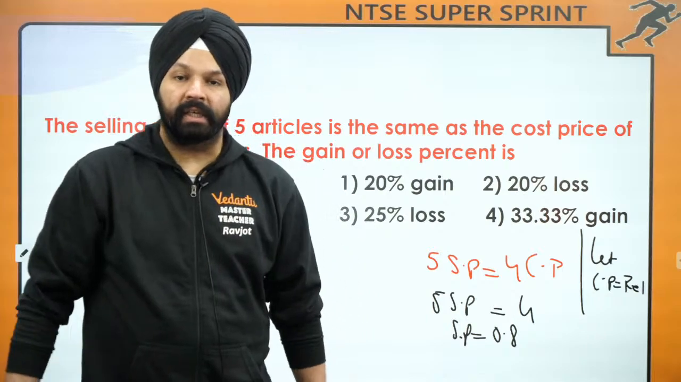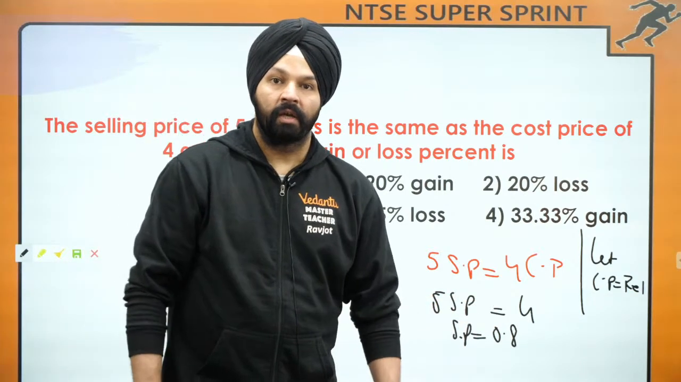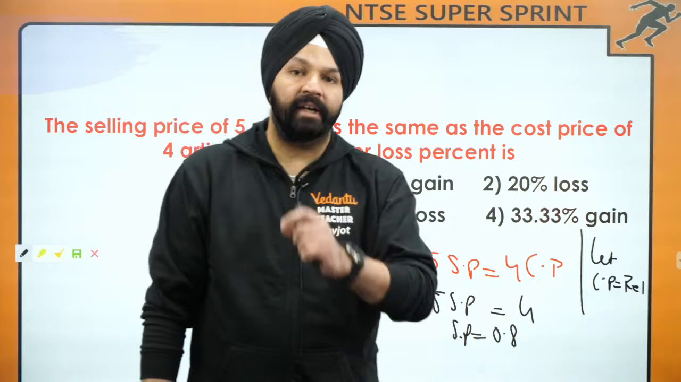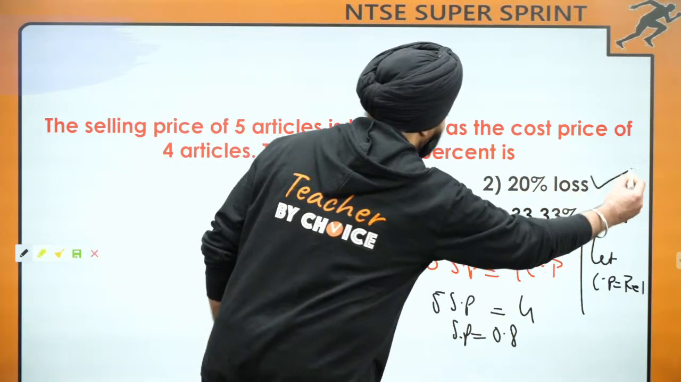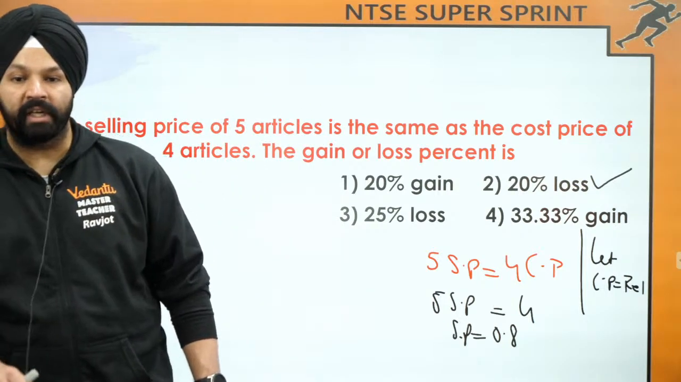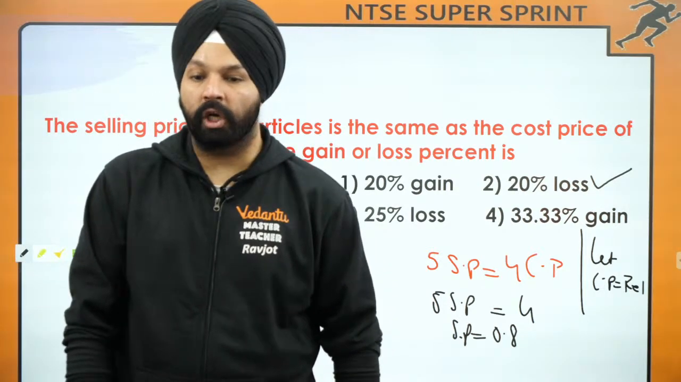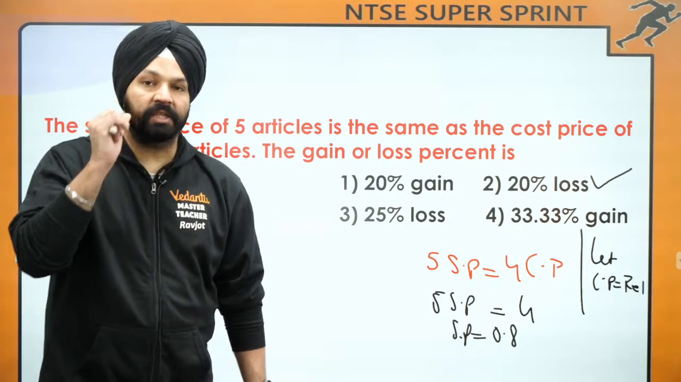So if cost price is 1 and selling price is 0.8, what is it? It is loss. कितना loss? 20 पैसे का loss. Percentage में कितना होगा? 0.2 by 1 into 100. So it's a case of 20% loss. Direct. ये तो बहुत छोटा और आसान क्वेश्चन था, सभी से बन जाना चाहिए.